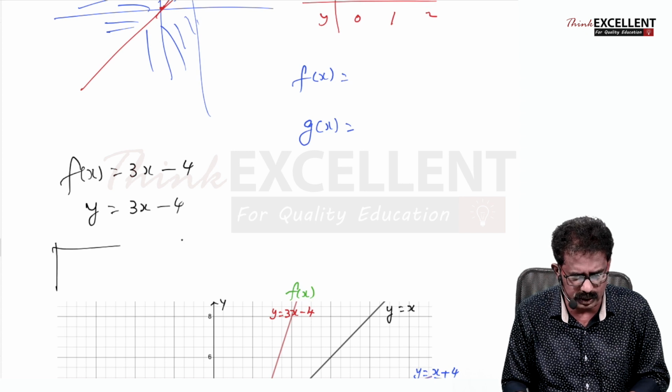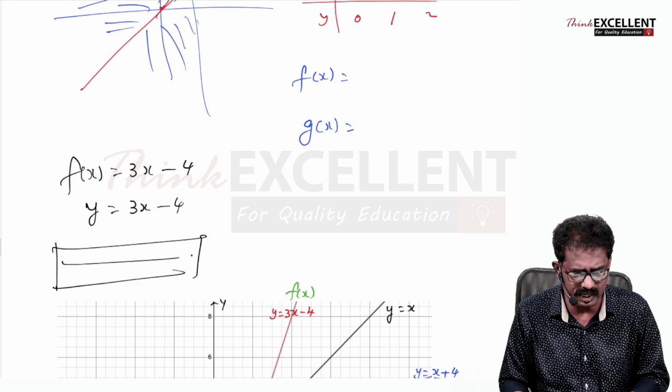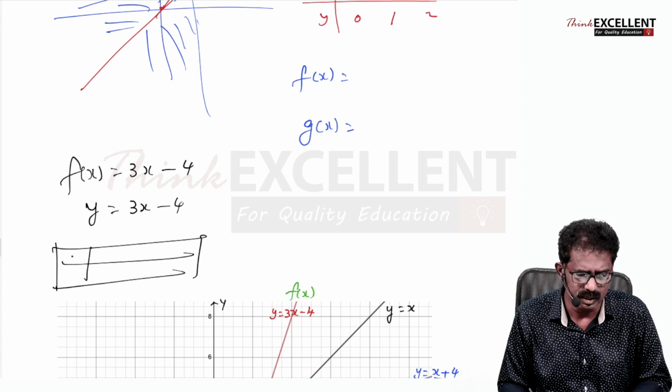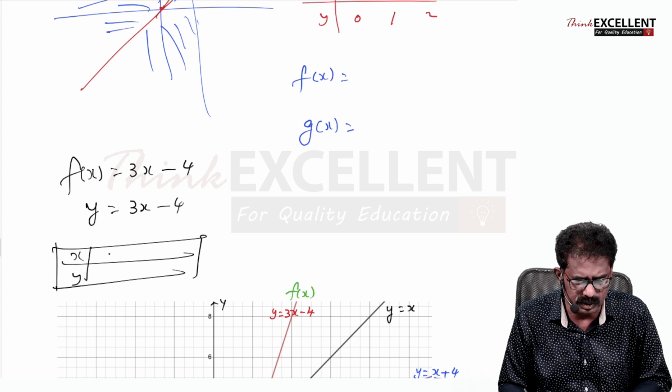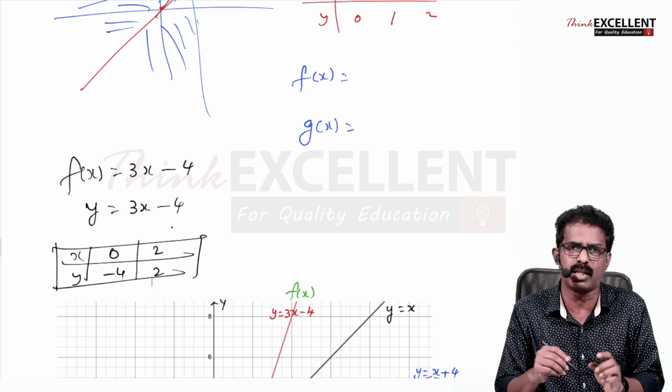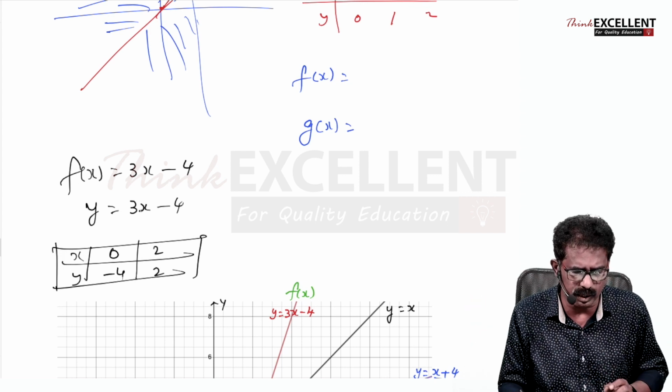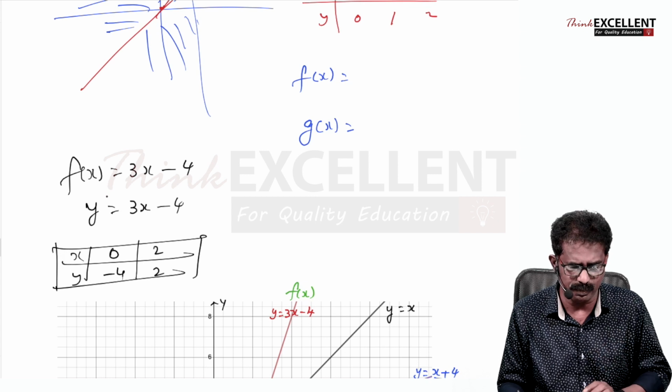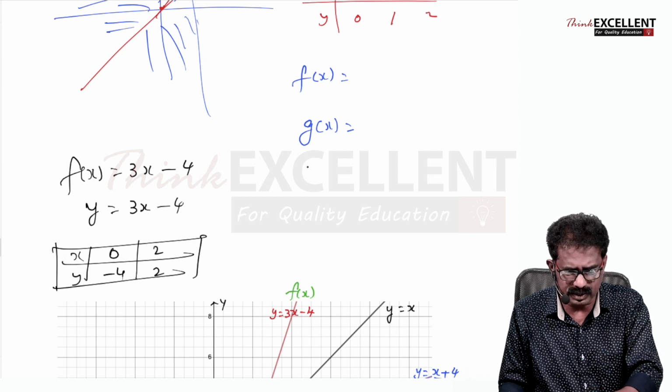In the lower classes you studied how to draw a line. You find at least minimum 2 or 3 points. Say x and y, so give some value. Say if you take x equal to 0, when you take x equal to 0, y equal to what? Minus 4. Suppose I am taking x equal to 2. 3 2s are 6, 6 minus 4, 2. Even 2 points are enough. If you want, you find one more. Plot the point, draw a line. So that line is y equal to f of x. That is f of x.